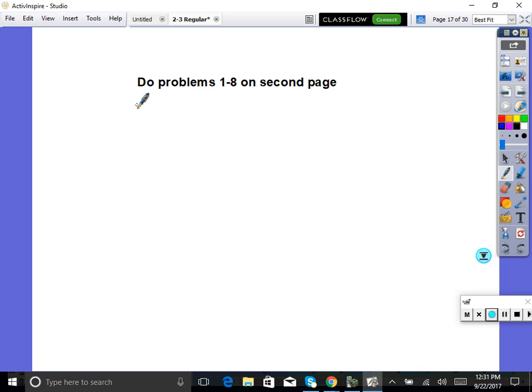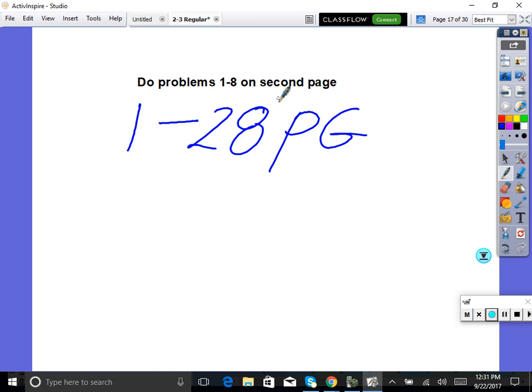Okay, so this is what's due next time. On page 1, 1 through 28. On page 1. And then on page 2, 1 through 8. This is what's due next time. Don't cross anything out, though, but you can make yourself a little note, because we do need to finish up the story problems, because you will be tested on those.